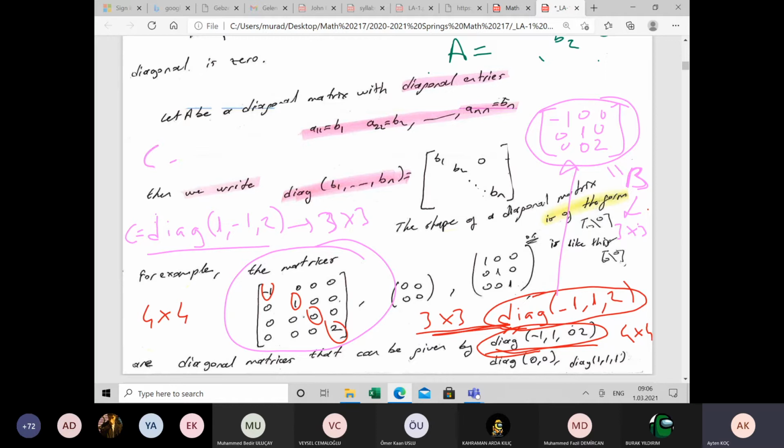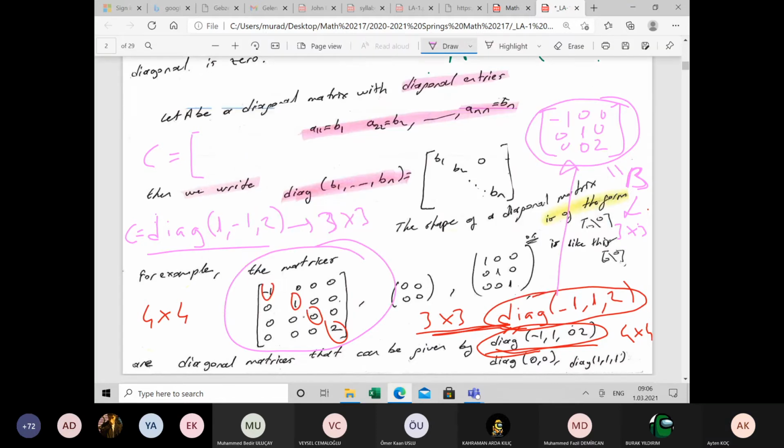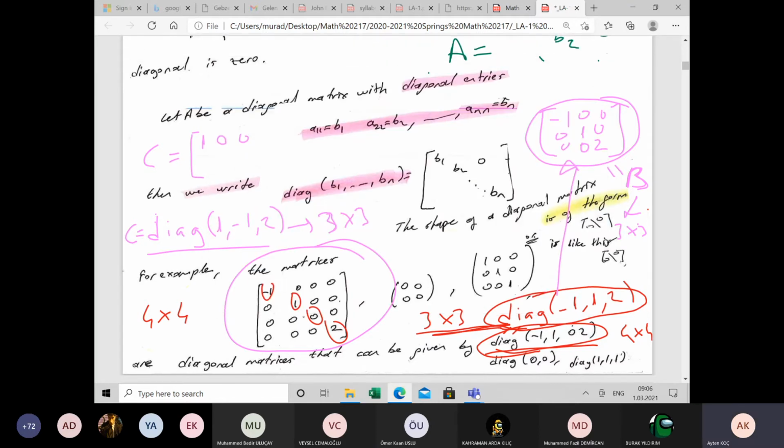What is the matrix C? C is 1, 0, 0, -1, 2, 0, 0, 0, 0. This matrix C is not B. What's the reason? Because the first entry of C is 1, but this one is -1. 1 is not -1. So C and B have the same row and column dimension, 3 by 3, but they are not equal matrices.